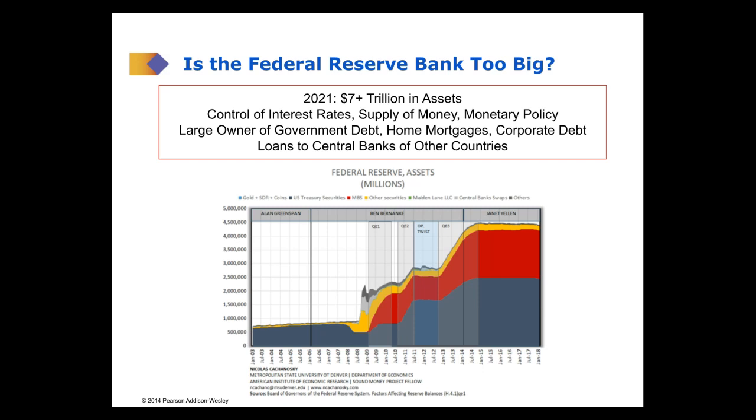There's $10 trillion on their balance sheet of government treasury bills. They're a large owner of home mortgages, the Federal Reserve Bank, and now a large owner of corporate debt. And they've made a significant amount of loans to the central banks of other countries. So the Fed has gotten quite big.